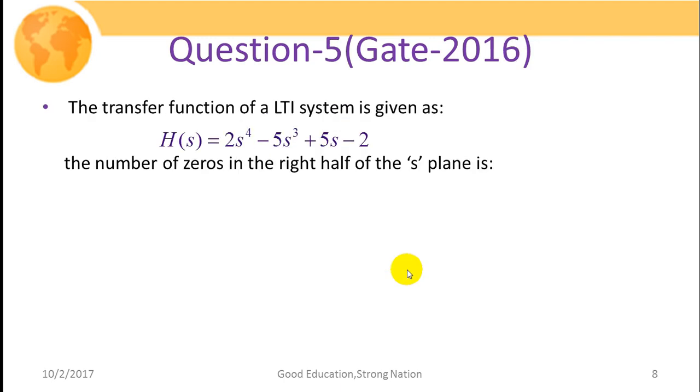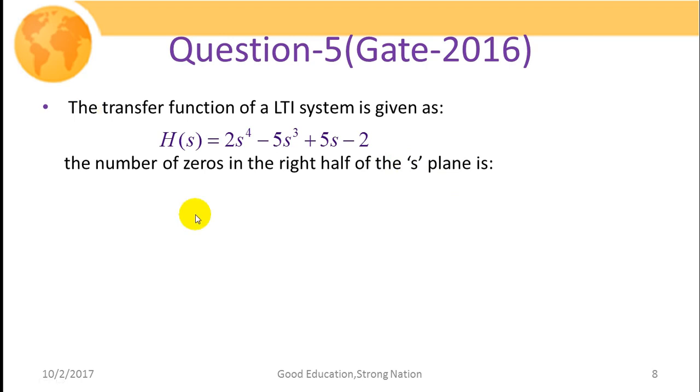So now let us take another question. This is your fifth question which has been asked in GATE 2016. The transfer function of an LTI system is being given as H of s is equal to 2 times of s to the power 4 minus 5s cube plus 5s minus 2. The number of zeros in the right half of the s plane is. This question is a little bit tricky.